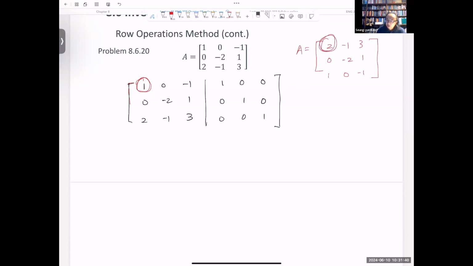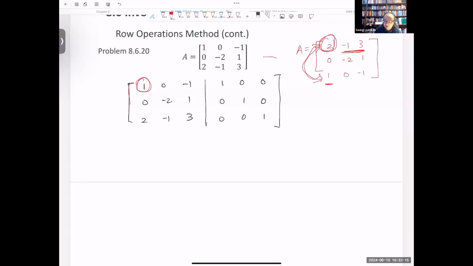And then we want to make this a 1. But hey, if I divide this row by 2, then I'm making all of these numbers fractions, and that's kind of a pain, dealing with fractions all the time. Instead, switching these 2 rows to make this 1 is perfectly fine. Switching columns is not possible, but switching rows is okay.